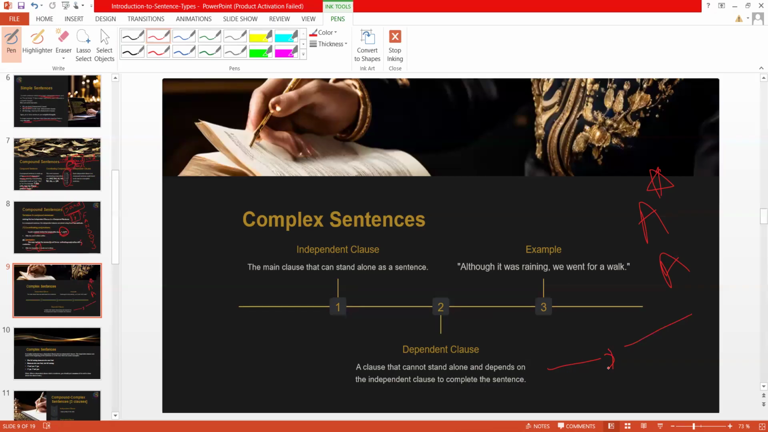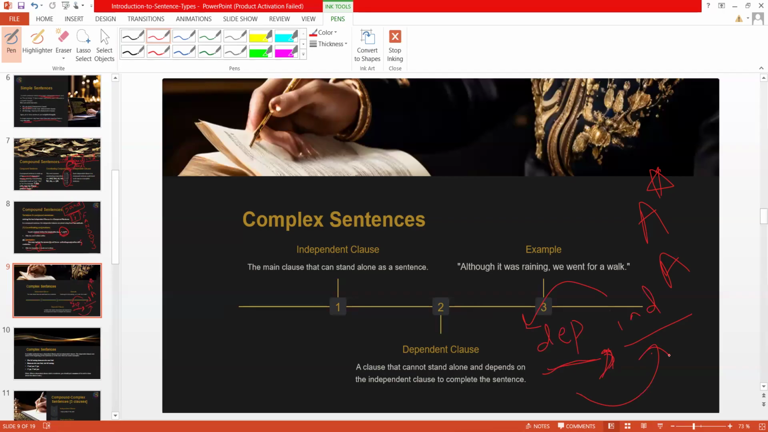If we are using a dependent clause first, obviously we'll put a comma. But if we are writing an independent clause first, at times we don't require a comma here. Usually a complex sentence has two clauses, one independent and one dependent. Now that depends. It's not necessary that we should have a dependent clause first and an independent clause later. We can write it either way. We can have the independent clause first and the dependent later. That is up to us, what type of sentence we are making.